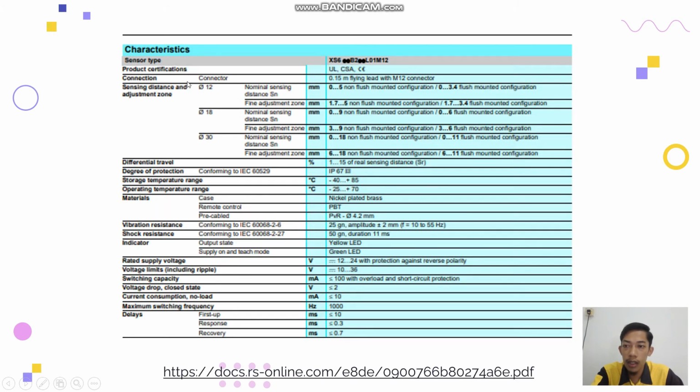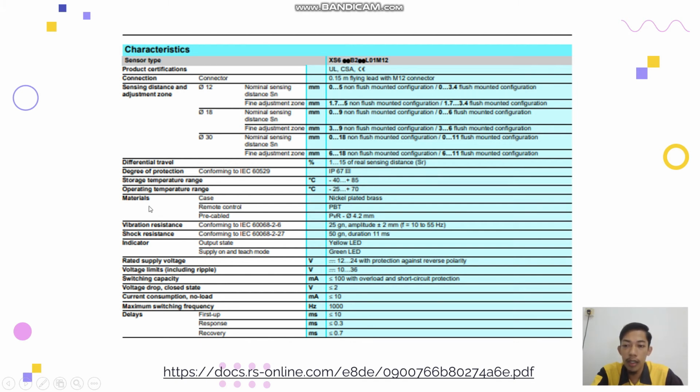Next, the characteristics of this sensor. It is differentiable, at 1% to 15% of the real sensing distance. The degree of protection, conforming to IEC, is IP64 and IP67. The storage temperature range for this sensor is -14 degrees Celsius to 85 degrees Celsius, and the operating temperature range is -25 degrees Celsius to 70 degrees Celsius.